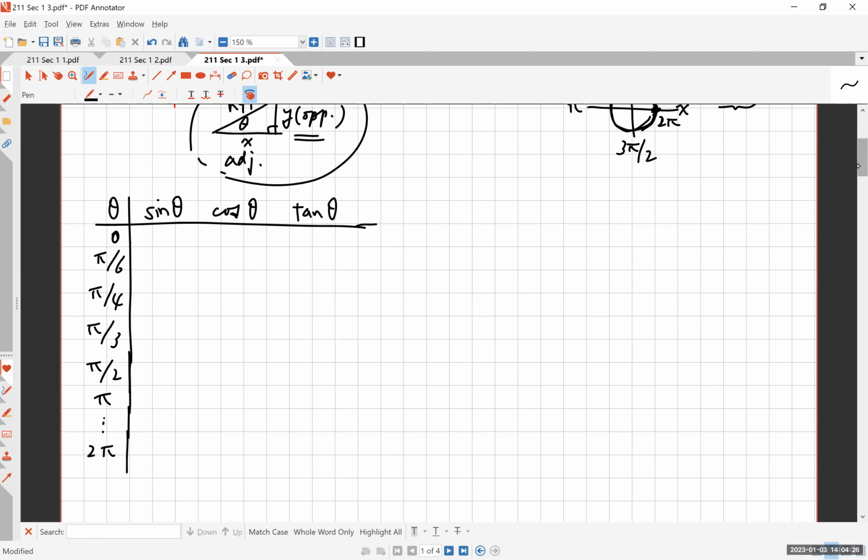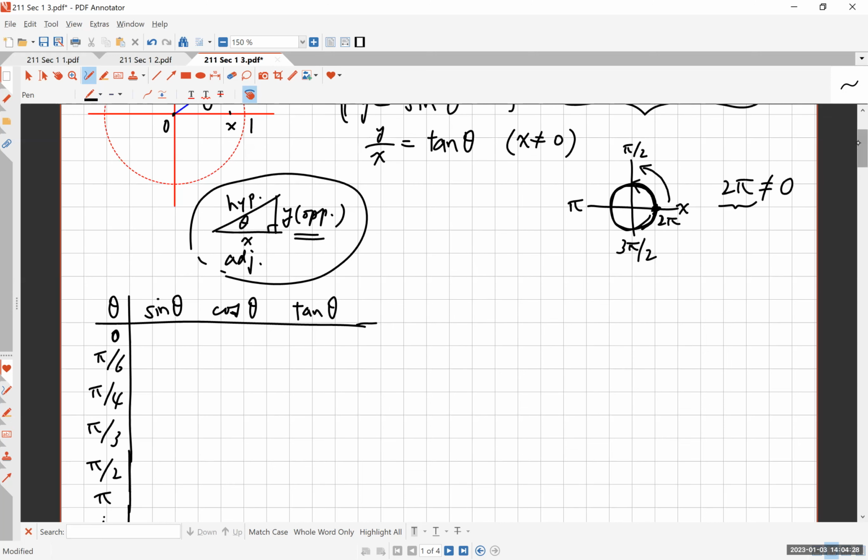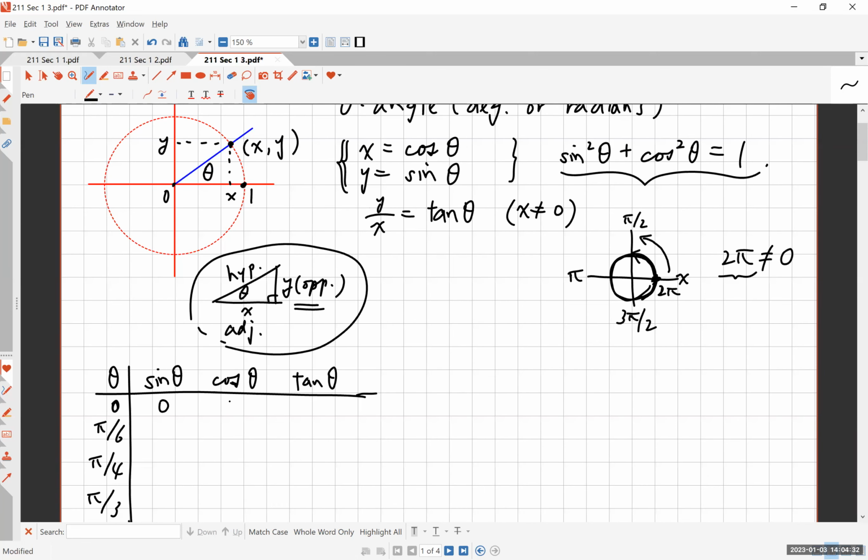What's sine of 0? That would be the y value of this point right here, and of course that's 0. Cosine is 1 because this point is (1, 0). Tangent is sine divided by cosine, because it's y over x, and so tangent would be 0 here.